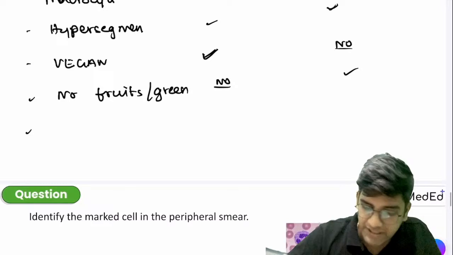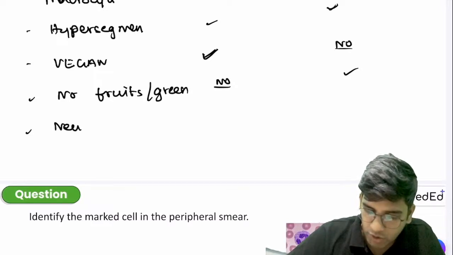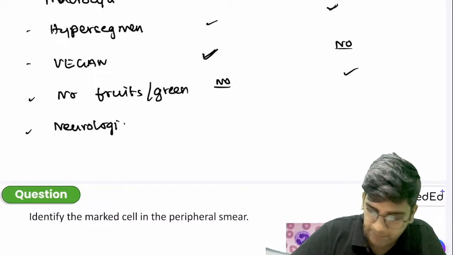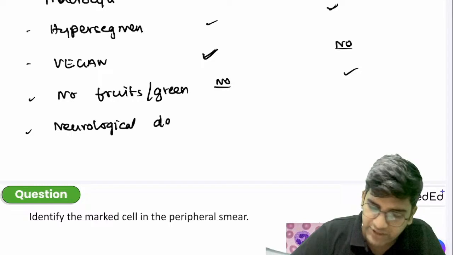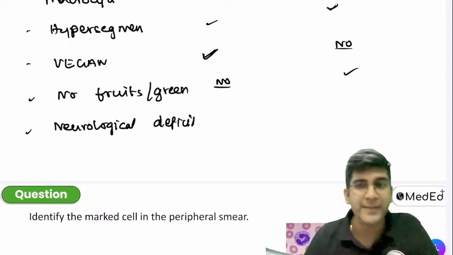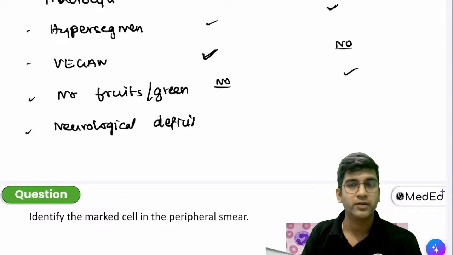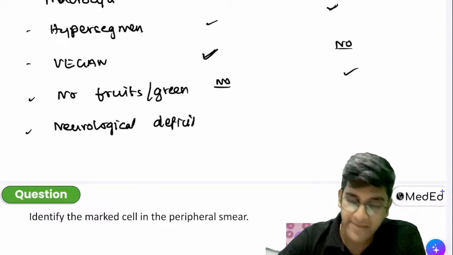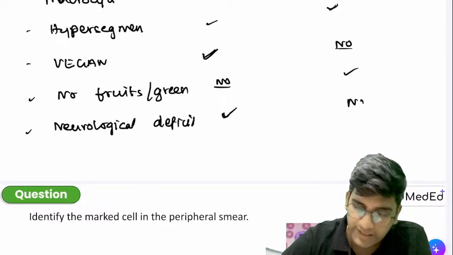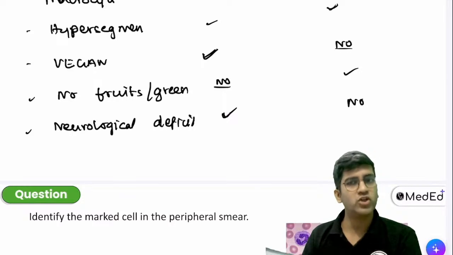Next, patient having a neurological deficit. Which of these two will have neurological deficits? B12 or folate? This also is a very important differentiating point. B12 have neurological deficit. Folate will not have a neurological deficit. There will be no neurological deficit in folate.